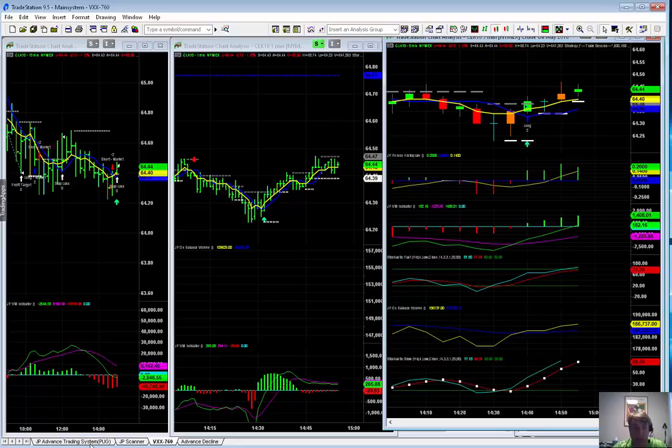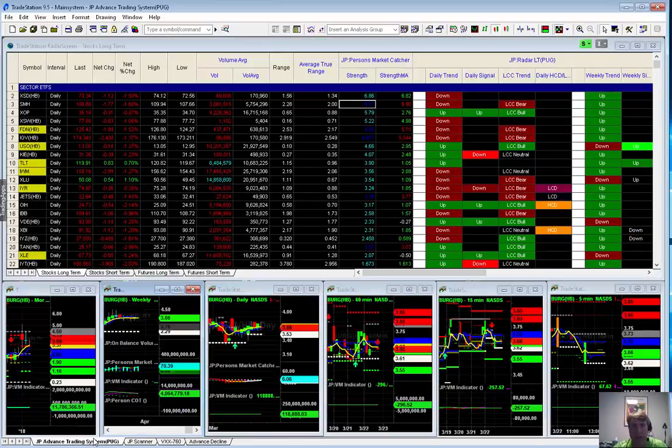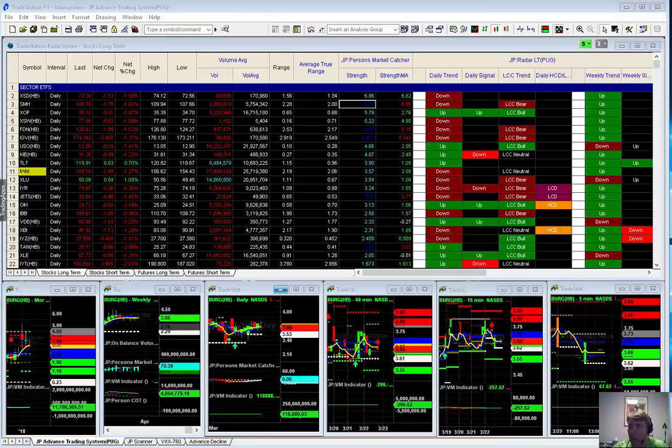What is happening today? Well, let's take a look at the board, and this is my board. What do we have here? Well, let's take a look. We've got the Person Market Catcher relative strength indicator with the strength of its moving average. We have our sector ETFs, and you can see this is looking at a daily basis. This is our daily trend, new fresh daily signals.